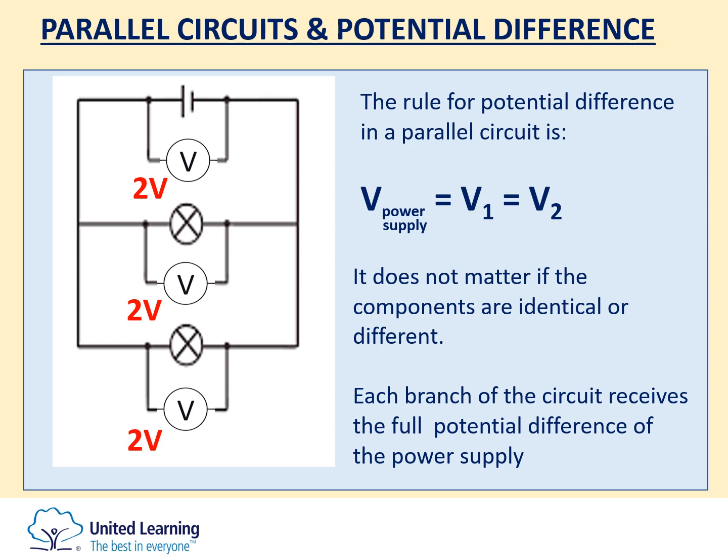So V power supply equals voltage across component 1, which is equal to voltage across component number 2. It doesn't matter if the components are identical or not. If they are the only component on the branch, they receive the full potential difference as supplied by the power supply.